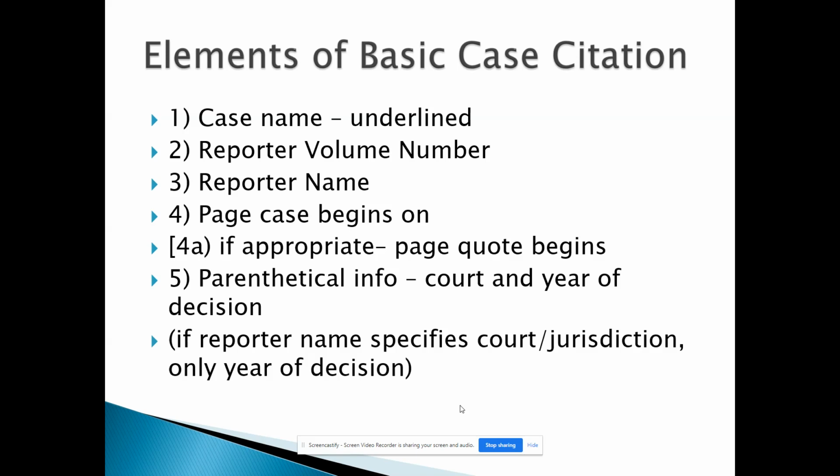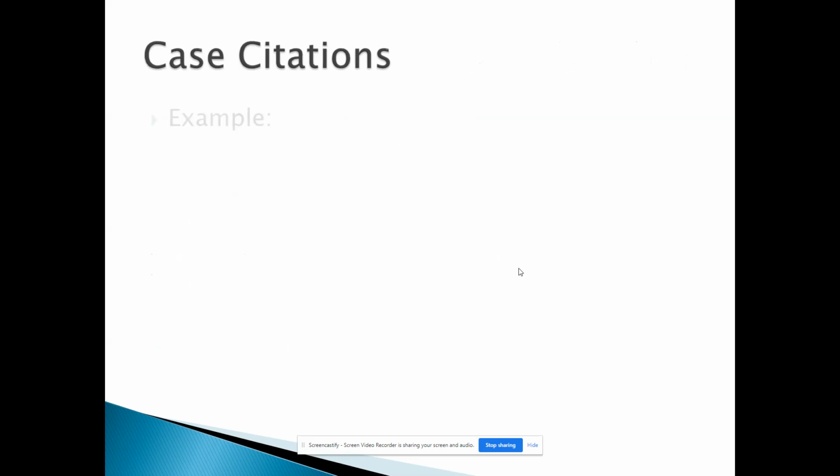Okay, so a basic case: case name underlined, reporter volume number, reporter name, the page the case begins on. And then if there is a quote, whatever the pinpoint citation would be. In the parentheses is the court and the year of decision. But if you can see by the reporter name what the court is, then you only need the year of decision.